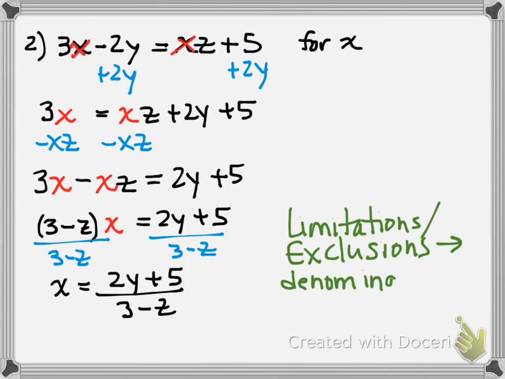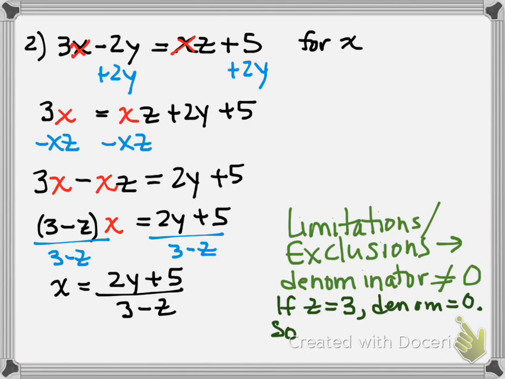Denominator. A denominator can't equal 0. So is there a value for z that would make the denominator 0? 3. So what we have to think about is if z equals 3, the denominator equals 0. So z can't equal 3, and we'll put it that way. That's the one number in this whole problem we cannot have for z.